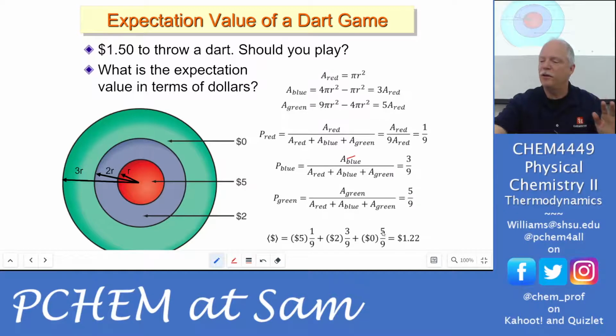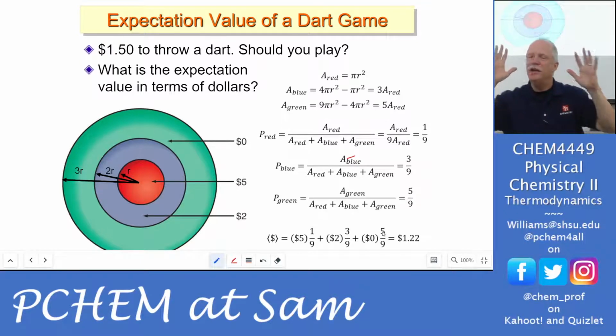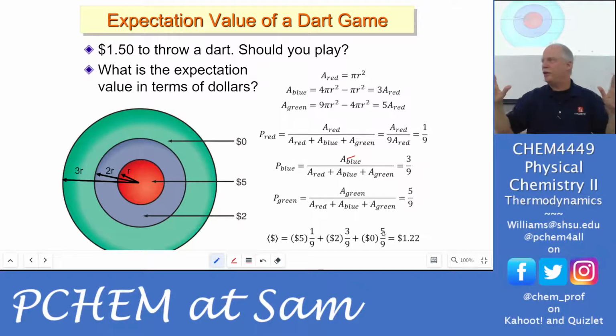So notice, I just want you to think of the 2 parts here. You have a probability function, and then you have the expectation value, the thing that you're interested in. In this case, it's money. Okay, so we take our value functions, $5 times its probability of 1/9, $2 times its probability, and $0 times its probability. Add those together, and it's $1.22.